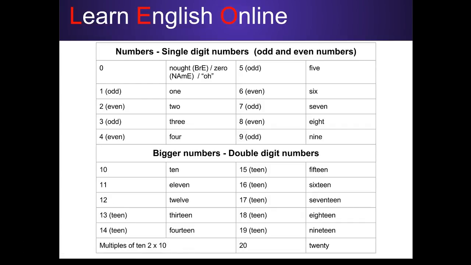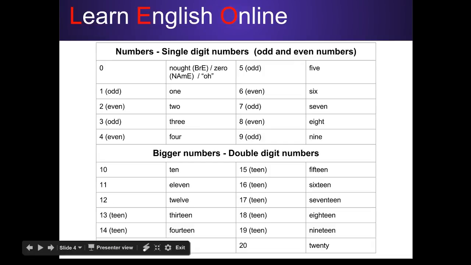Now an odd number cannot be divided by 2. We will look at division in a moment. Is 0 an odd or even number? Mathematicians say it's an even number, but I'm not going to teach mathematics. So then we've got the bigger numbers.